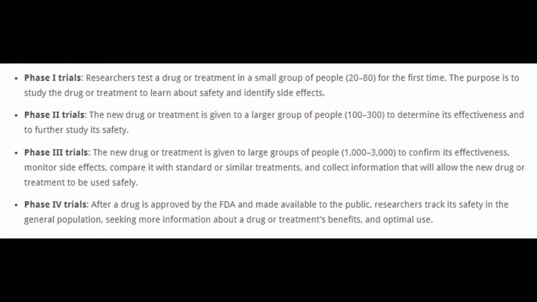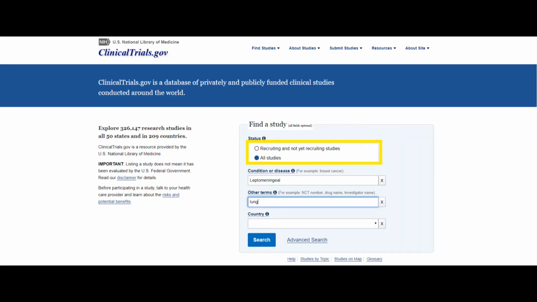To start your search for a clinical trial, go to clinicaltrials.gov. You will find an initial search screen. This website searches trials in the U.S. and many other countries. You start by searching for either all trials or just those trials that are recruiting participants.